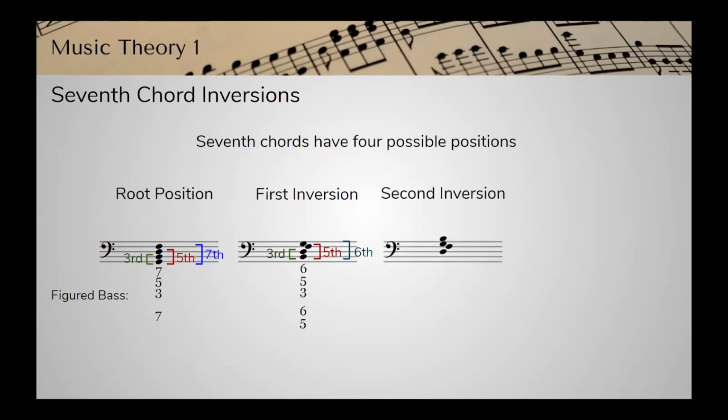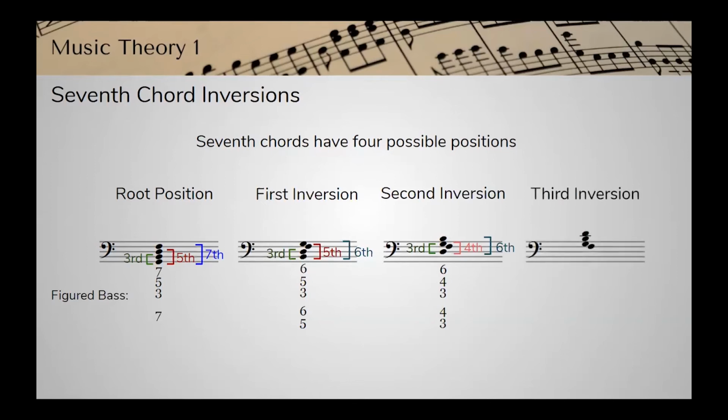Second inversion, now the fifth is in the bass. And so the intervals in this inversion are a third, a fourth this time, and again a sixth. Okay? And so the full figured bass for this would be 6-4-3. And we'll often write that in a short form as 4-3.